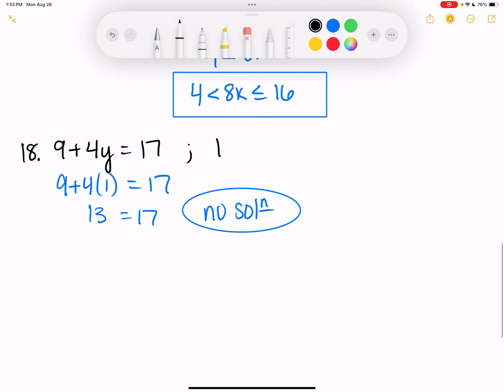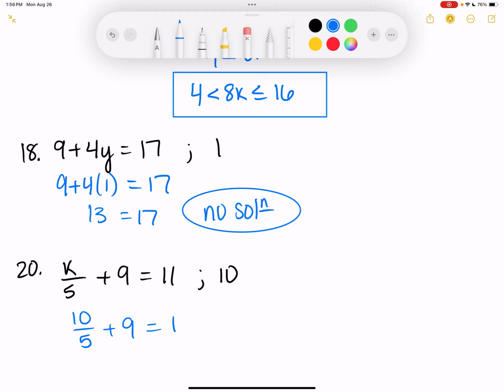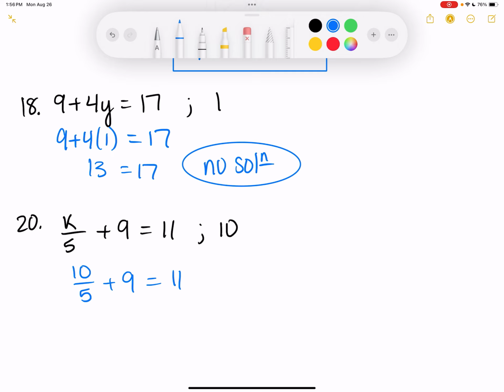20. k over 5 plus 9 equals 11. And they want us to plug in 10 for k. So I've got 10 over 5 plus 9 equals 11. 10 over 5 is 2, plus 9 equals 11. So 11 equals 11. So this one is a solution.